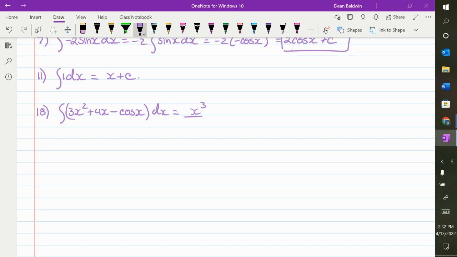What's the antiderivative of 4x? Does that make sense? Does everybody understand how we got that? What's the antiderivative of cosine x? It's just sine, but because there's a minus in front, we're going to write minus sine x.